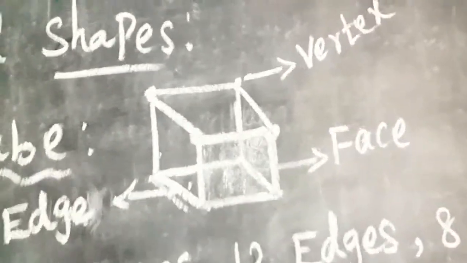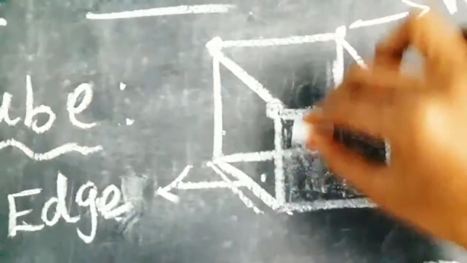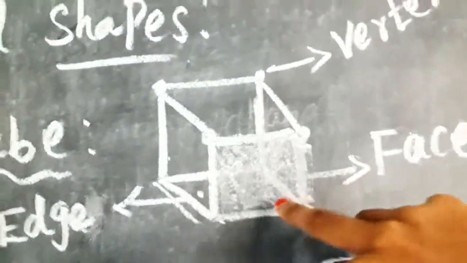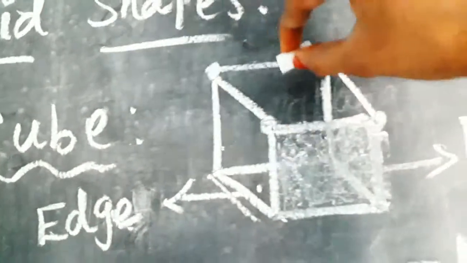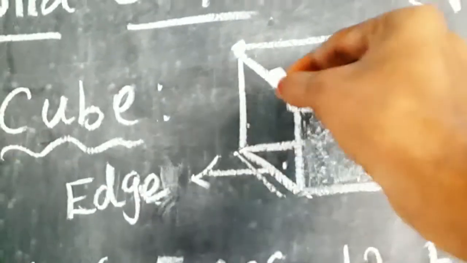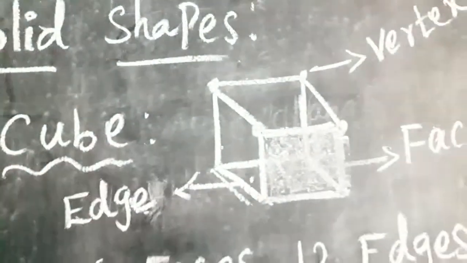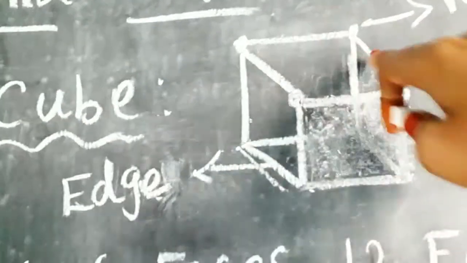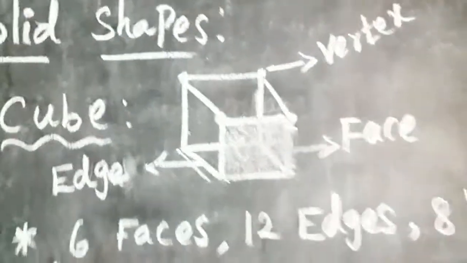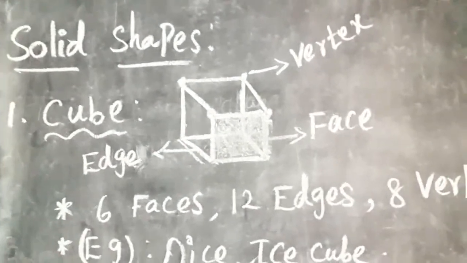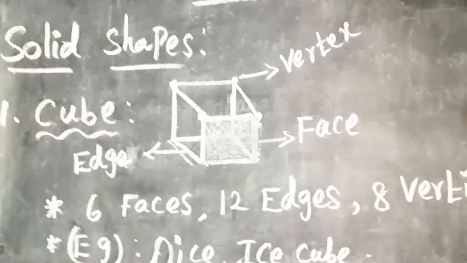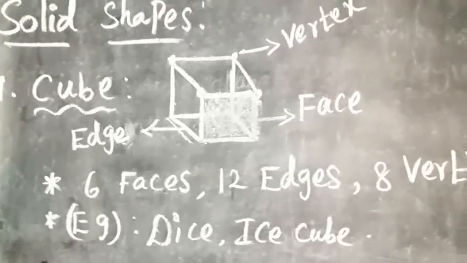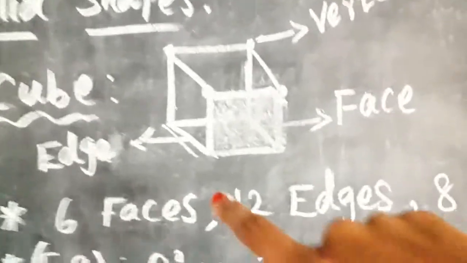Just look here. The shaded parts, bounded by the lines, are the faces. How many faces? 1, 2, 3, 4, 5, 6. Yes, 6 faces. The plane surface of a solid object is called a face. Therefore, a cube has 6 faces.